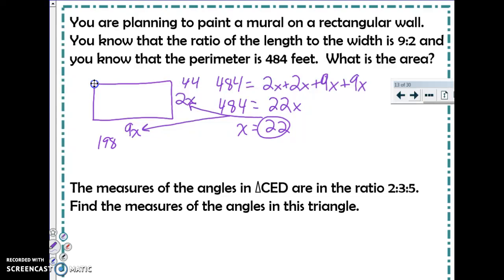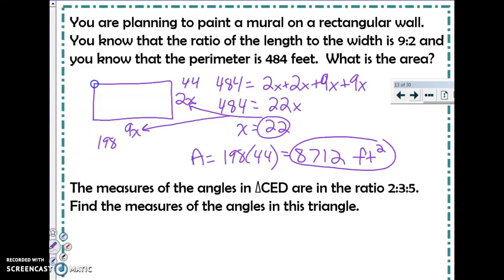And then the question is, what is the area? So my area is going to be 198 times 44, which seems really massive. It's 8,712 feet squared, because this is measured in feet.